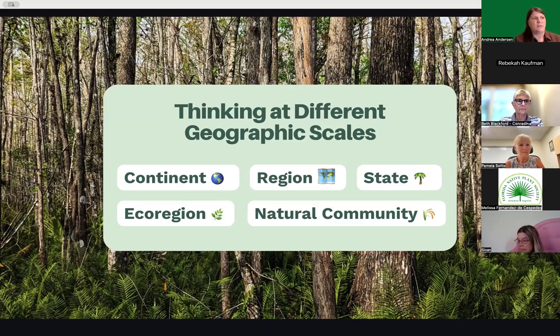Thinking about those different geographic scales helps us make better decisions about conservation, ecological restoration, land management, and selecting the right native plants for a particular site. Whenever possible, we want to choose native plants that are naturally adapted to the environmental conditions of the site where they'll be growing. This means looking beyond whether a plant is simply native to Florida and considering whether it naturally occurs in the same kind of habitats where we plan to use it.